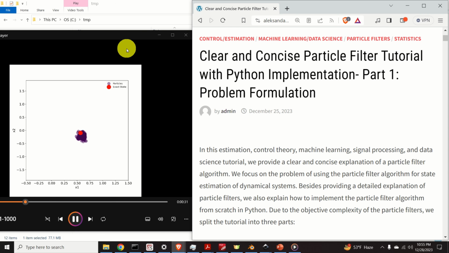Also, you will be able to generate this amazing simulation showing the behavior of a particle filter. Here you can see how a particle filter is tracking a state of a second-order dynamical system. The state is denoted by the red circle, and the particles of the particle filter are denoted by blue circles.